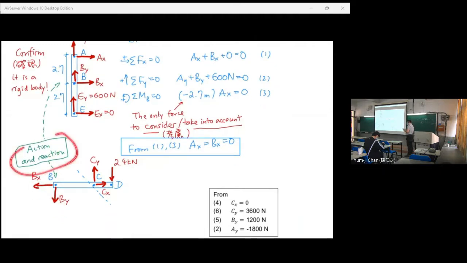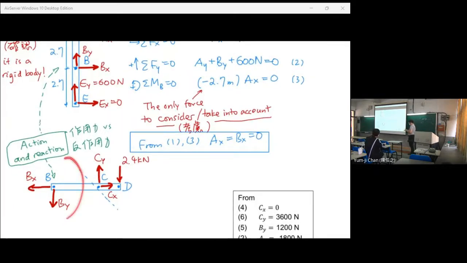I assume you know the Chinese, and this forms a pair. And for Cx and Cy, because this is the first time we draw this, we keep it to the right and going upwards, and this is 2.4 kilonewton going down. So any problem with this free body diagram?